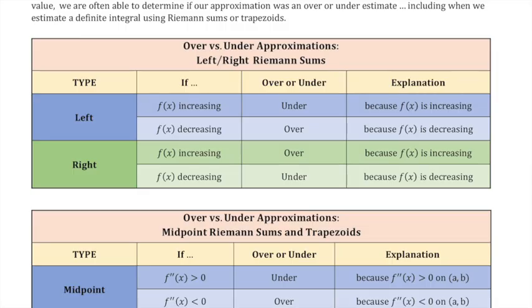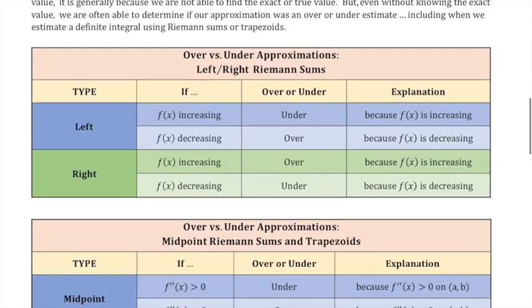It's the idea of under and over approximations. So basically, when you're using Riemann sums, when you're adding up rectangles, if the function is increasing and you're doing left-hand Riemann sums, your approximation is always under what the actual value is. And if the function is decreasing while using left Riemann sums, your estimation is over the actual value. And then when you're doing right-handed Riemann sums, if the function's increasing, you are overestimating the value. And if the function is decreasing, you are underestimating the value.